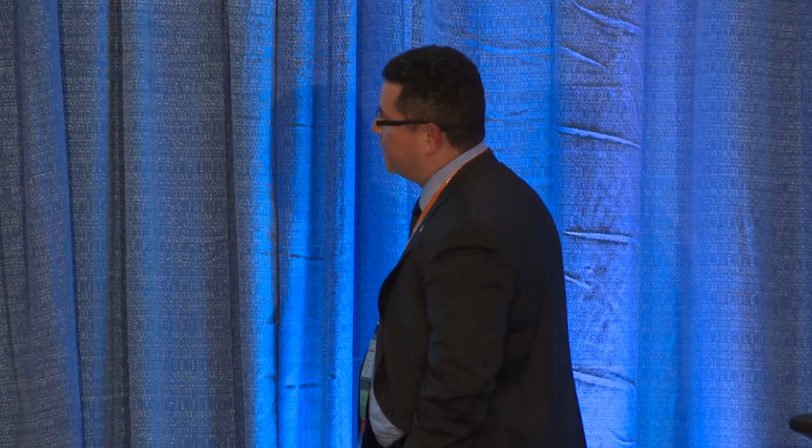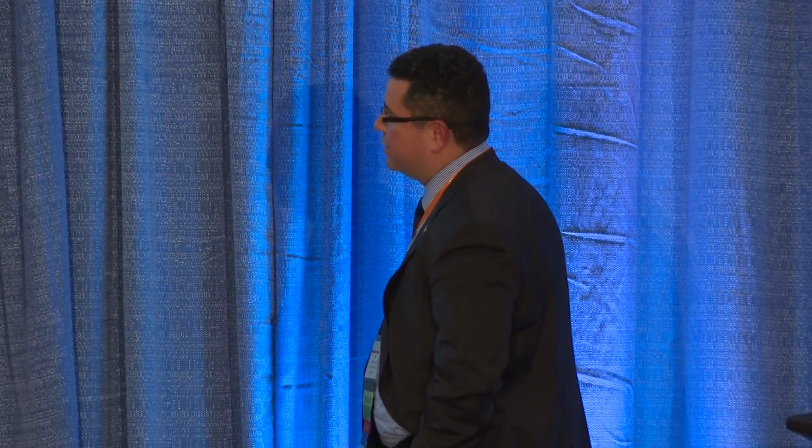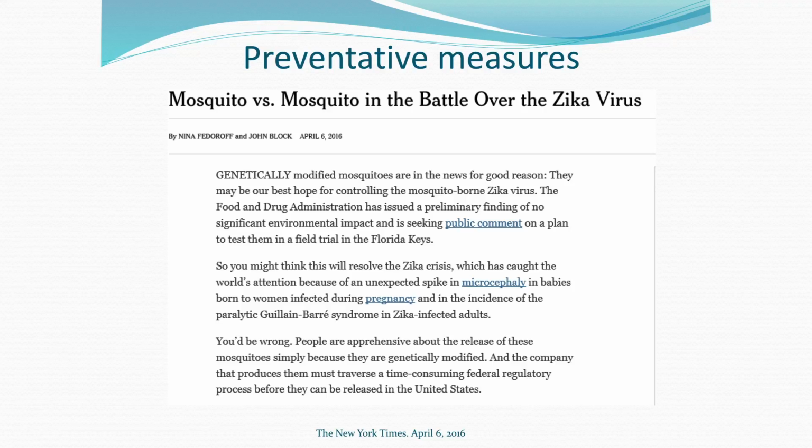I think the name of the company is Oxitec, and I believe they're located in Florida. What they're proposing to do, and they have done this already, is put a genetically engineered male mosquito out into the area, and they're proposing to do this in the Florida Keys, by the way. They have this mosquito already ready to go. What it's going to do is breed with the current female mosquito, and when the female breeds, it only produces male mosquitoes.